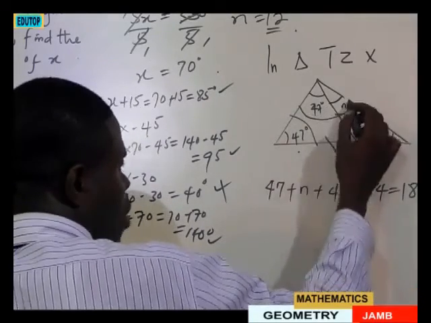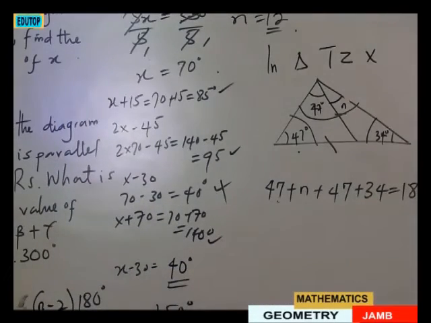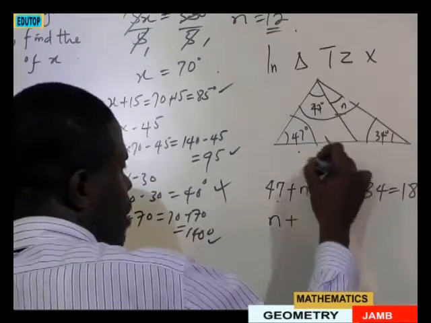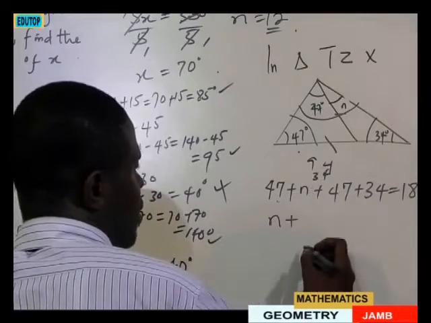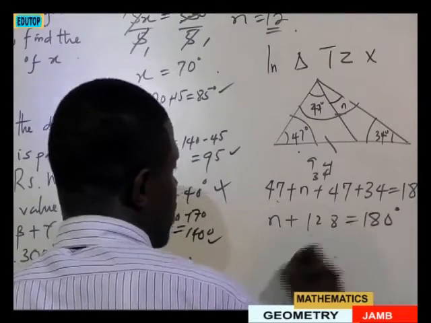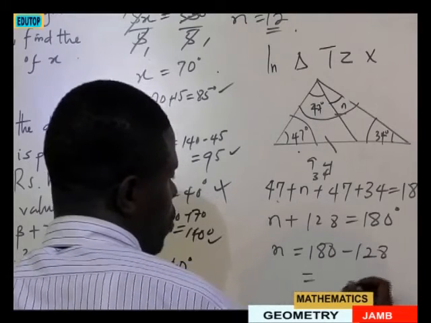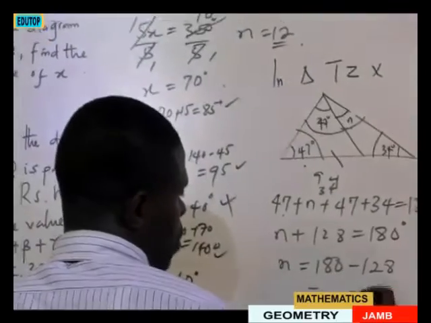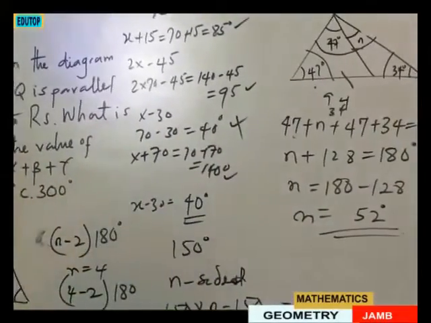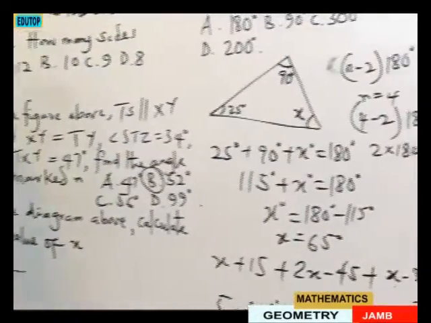What I'm saying is that this angle, which is 47 plus n, plus this angle must be equal to what? 180 degrees. So n plus 47 plus 47, that is 94. 94 plus 34, that is definitely going to be 128. 128 equals to what? 180 degrees. Then my n will be 180 minus 128, and that will give us 52 degrees. So my n equals 52 degrees. So I go to my options and see the one that matches that, and that is option B.